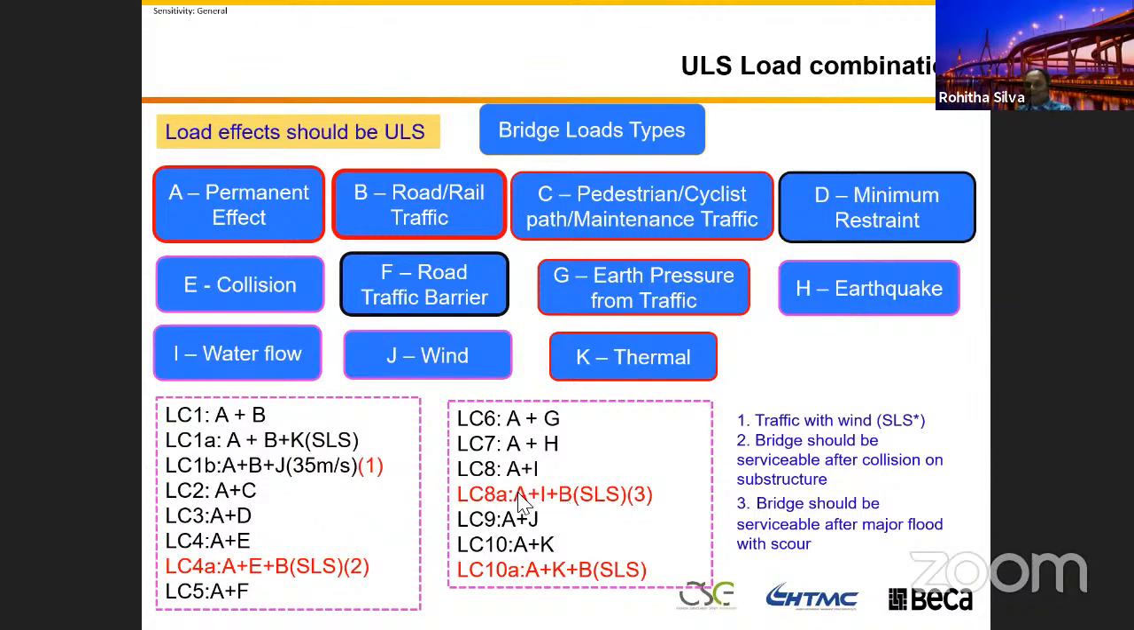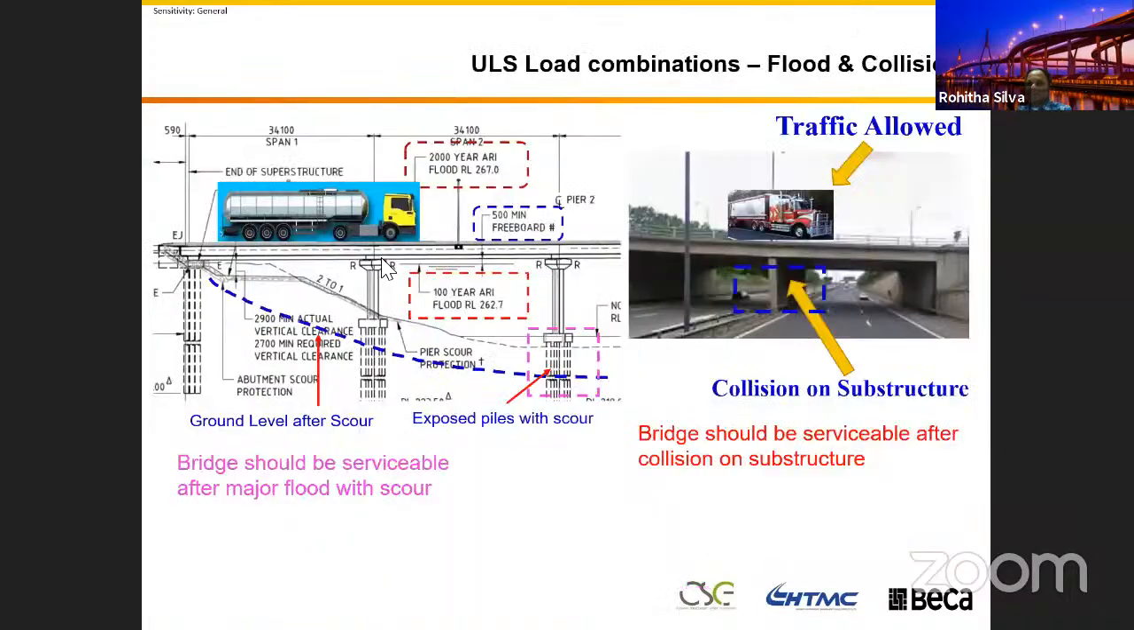after the flood, we need to make sure that bridges are still serviceable, A plus I plus B, right? The B will still be used, not the ultimate traffic load. We use the serviceability limit state traffic load. The reason is, after the earthquake, your bridge is covered like this. Your column, the pile exposed, your substructure is different now, not like before, but still you should be able to have a truck on top of the bridge.